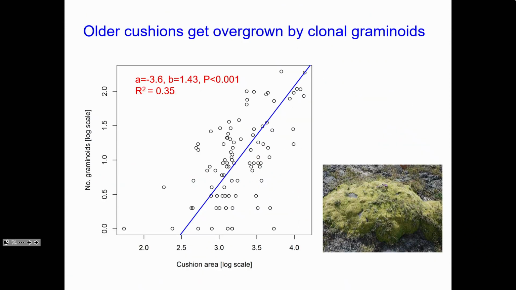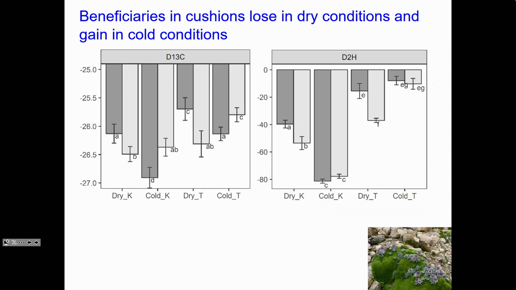And often it's also size related, especially the older cushions that are senescing, that have some cracks, that have some dead tissue, are more prone to being overgrown by clonal graminoids. But all what I said doesn't necessarily preclude some kind of positive effect that we can see at the individual level.